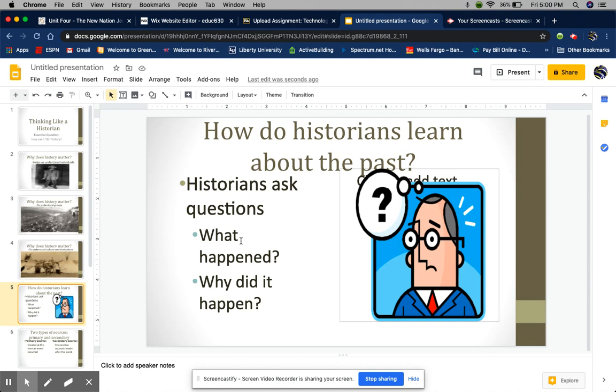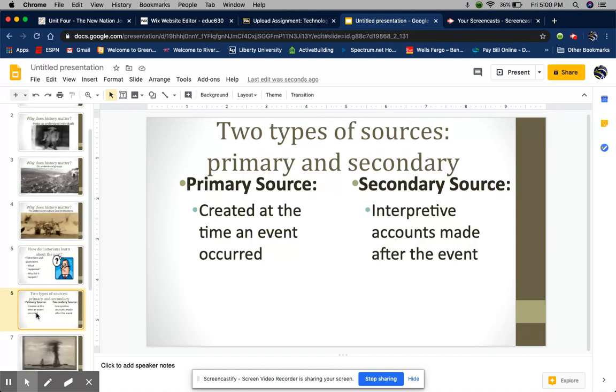How do historians learn about the past? Well, historians ask questions. For example, what happened and why did it happen? And when we do this, we use two types of sources, primary and secondary sources. Right? Primary sources were created at the time of an event. The best example, especially in modern time, would be video or photographs. Others would be diaries or journal entries. And then secondary sources are interpretive accounts made after the event. Examples of those would be maybe an encyclopedia entry or something in a textbook.